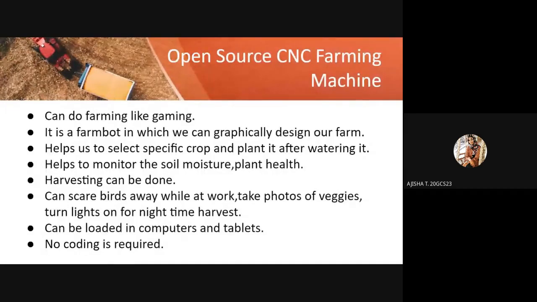It will help us to select a specific crop and plant it after watering. It helps to monitor the soil moisture and plant health. Harvesting can also be done. We can scare birds away while at work, take photos of our veggies, and turn the light on for nighttime harvesting. It's cool, isn't it? Best of all, no coding is required and it can be loaded on any computer, tablet, or any other device. Literally, this makes farming possible from anywhere at any time, right?